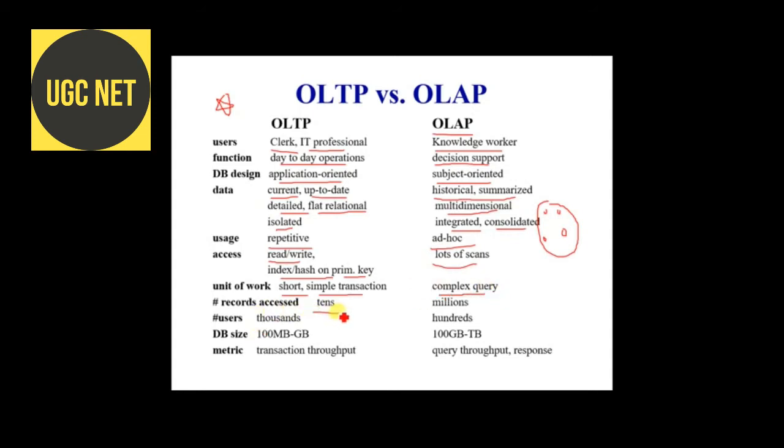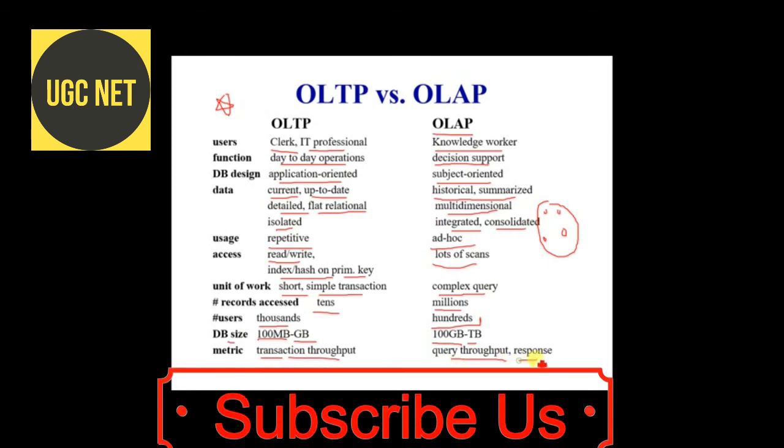Record access is in tens, but in OLAP it is in millions. Users are in thousands in OLTP, but the number of users is less in OLAP, because it is under research programs. Database size of OLTP is 100 MB to some GBs, and the OLAP database size is somewhat greater, 100 GB to some terabytes. Here database gathering should be there. The data includes rough data also, so the size is greater. The metric is transaction throughput in OLTP, but in OLAP query throughput and response time are the metrics.